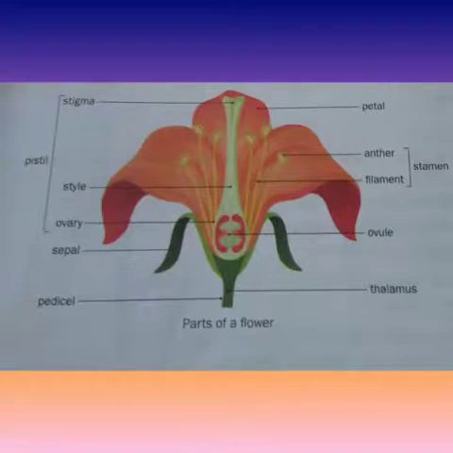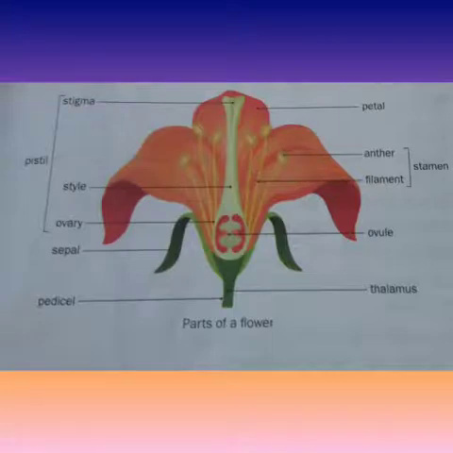First, calyx. The outermost whorl of a flower is called the calyx. It contains a set of green leaf-like structures called sepals. There may be 5 or more sepals in a flower. Functions of the calyx: the main function of the sepals is to protect the flower in the bud stage. They can also prepare food for the plant.